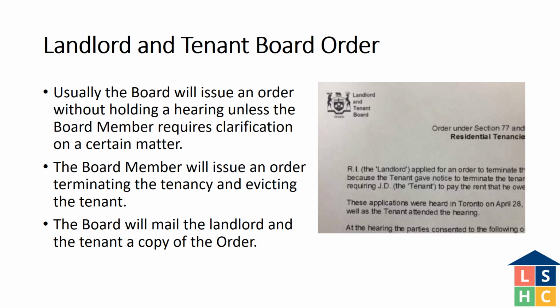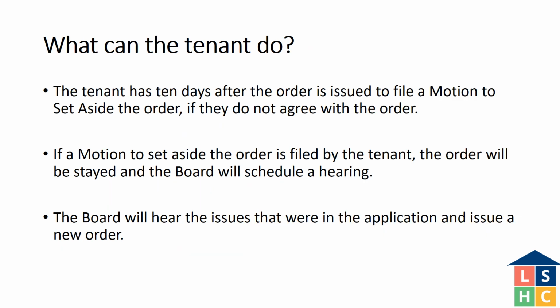When filing an N9 or N11 with the L3 application, the Landlord and Tenant Board will likely issue an order without holding a hearing. This is known as an ex parte order. A copy of the order will be mailed out to both the landlord and tenant by the board. If a tenant decides they don't agree with the order, they have 10 days to file a motion to set aside after the order has been issued. This means a hearing will be scheduled. The landlord cannot continue with eviction through the sheriff until after the hearing has been held and a new order issued.